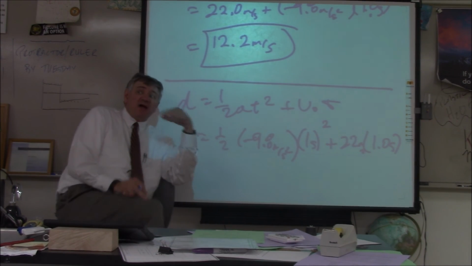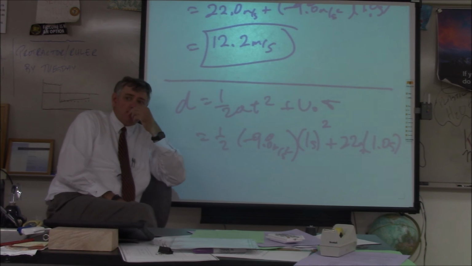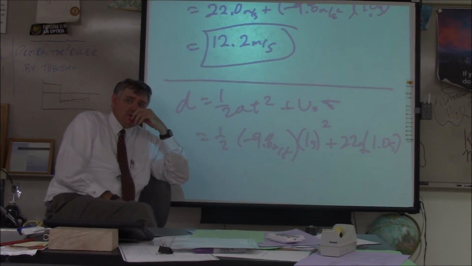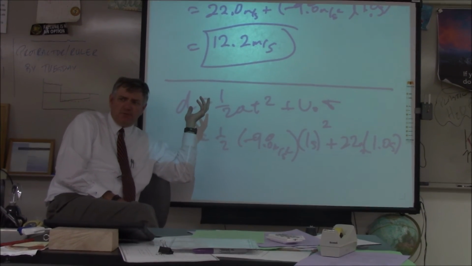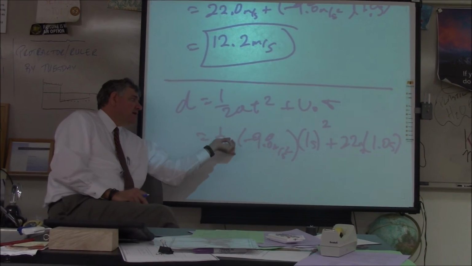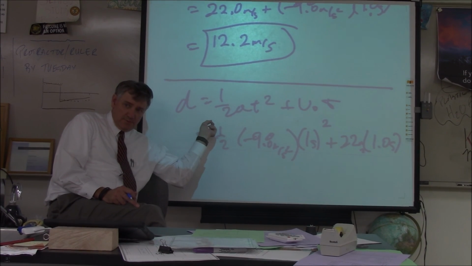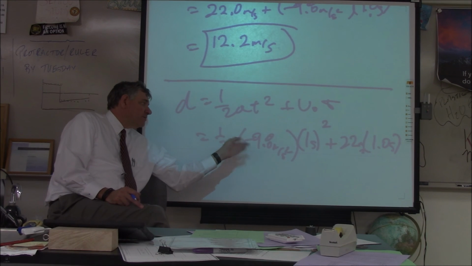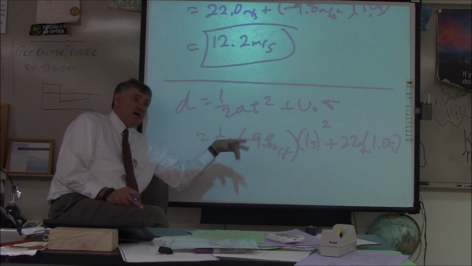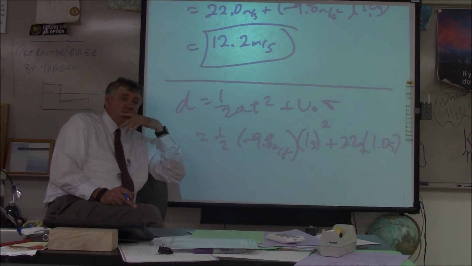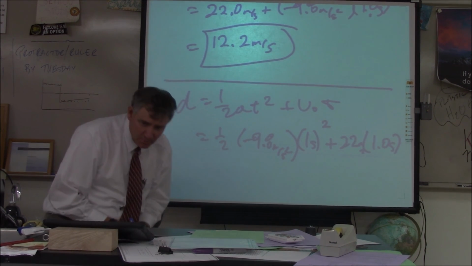Now, what does my answer have to be less than? What's your maximum height? 24.7? My answer has to be less than 24.7. So if you get an answer bigger than your maximum height, you have done something horribly wrong. Okay? So basically, it's going to be negative 4.9 plus 22. So what do you get? 17.1. What'd you get? 17.1. 17.1 meters.